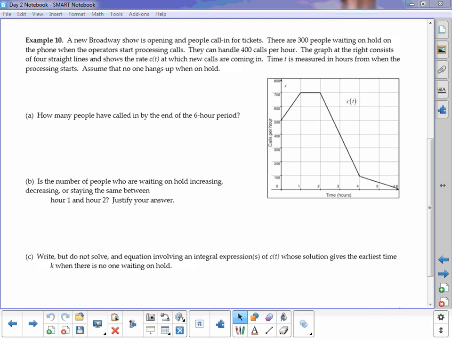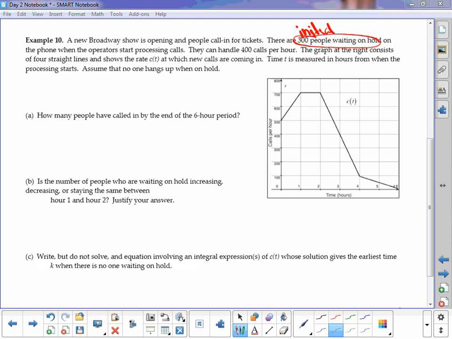Okay, so example 10 here, this is another rate in, rate out problem similar to that breakfast line problem that we had on another homework. Alright, so it says a new Broadway show is opening and people are calling in for tickets. We have an initial amount of people that have called in. So it says there are 300 people waiting on hold on the phone when the operators start processing calls. This is an initial amount or initial condition.